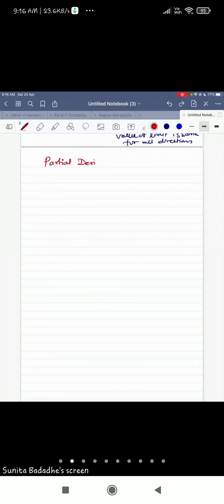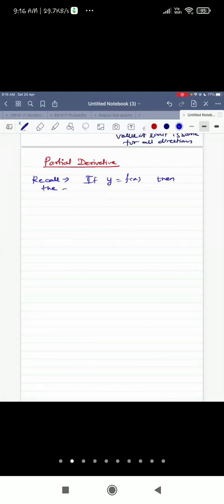So partial derivative. For that, you recall the ordinary derivative definition. If your y is f(x), then the ordinary derivative. Now, in order to distinguish between these two, I'll call the regular derivative the ordinary derivative and this derivative the partial. So how do we define the ordinary derivative dy by dx? Can anybody tell me the definition?